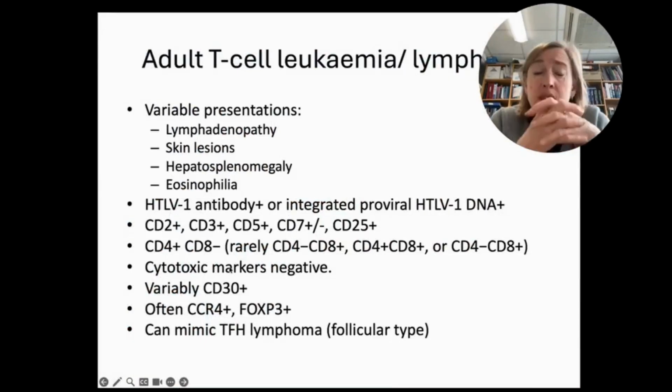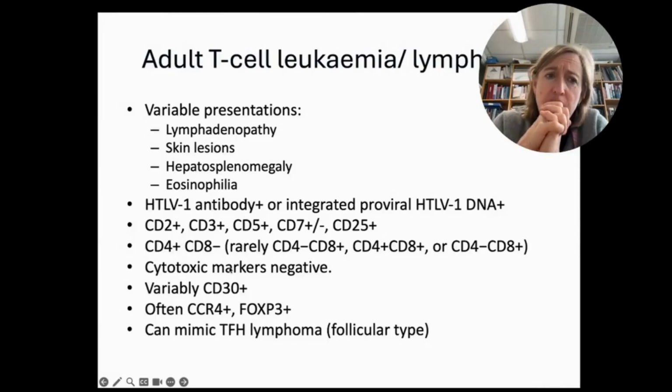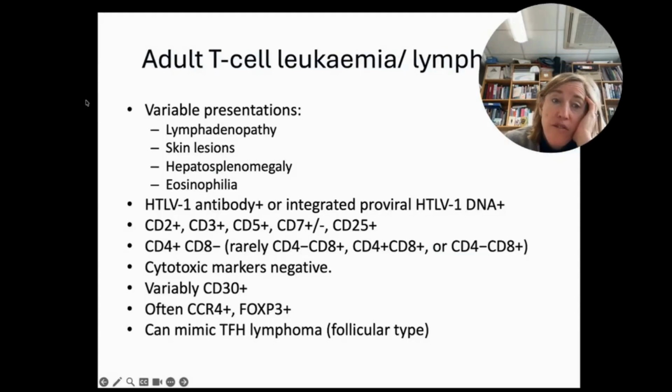Now, something we see really pretty rarely in the UK is adult T cell leukemia/lymphoma, but some of you may work in settings where that's more common than it is around here. This is a mature T cell neoplasm with a variety of presentations, which I think is what makes it so difficult. It can present with lymphadenopathy, skin lesions, hepatosplenomegaly, eosinophilia, and actually I should have added bone lesions as well. So it's that lymphoma that you need to think of when the presentation doesn't make sense.